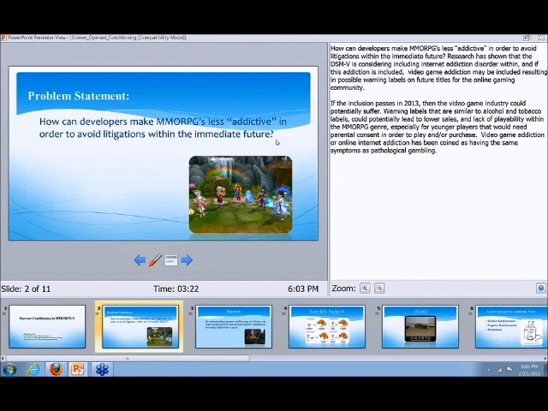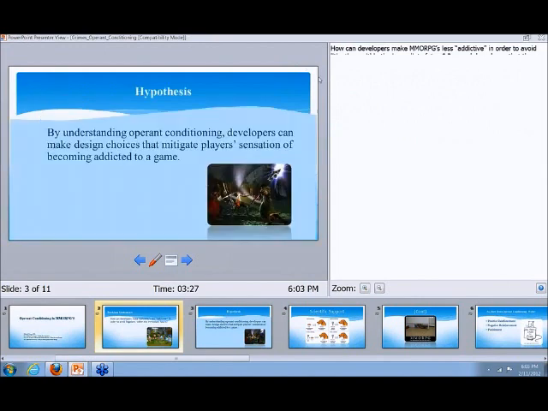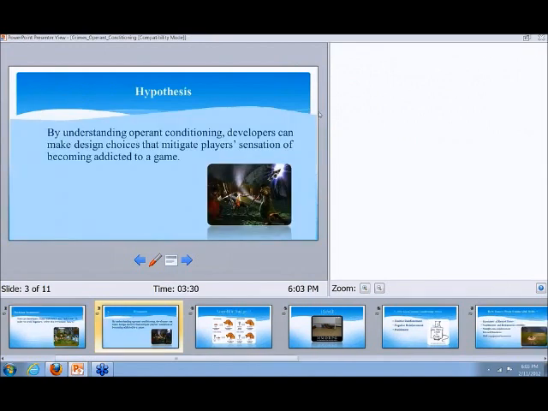The hypothesis is that through understanding operant conditioning, developers can make design choices that mitigate player sensation of becoming addicted to a game.